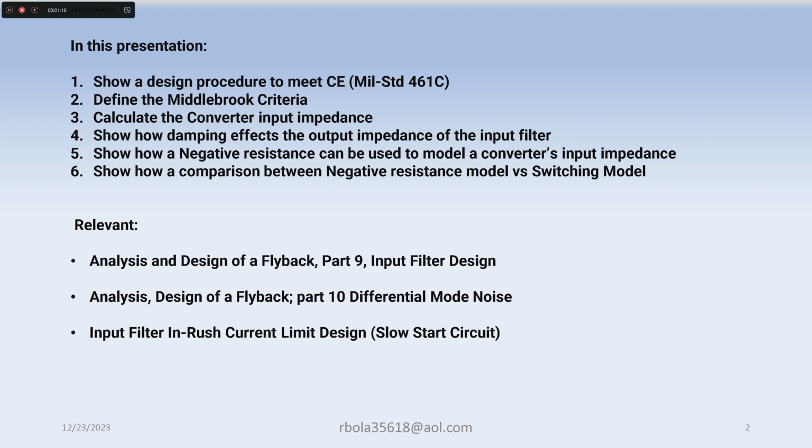I'm going to define the Middlebrook Criteria and then show how to calculate the converter's input impedance, show how the damping of the input filter affects the output impedance of the input filter, and then I'm going to show how you can use a negative resistance to actually model the converter's input impedance and show how to simulate that. And then lastly, I'm going to show a comparison between the negative resistance model and a switching model, and you'll see that they're pretty close, or they're almost a match.